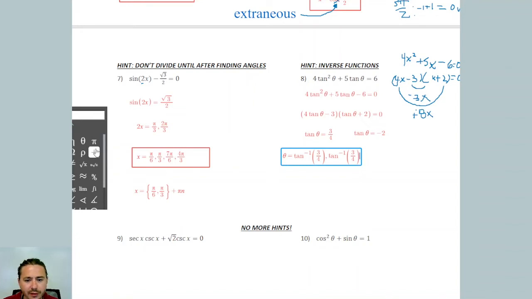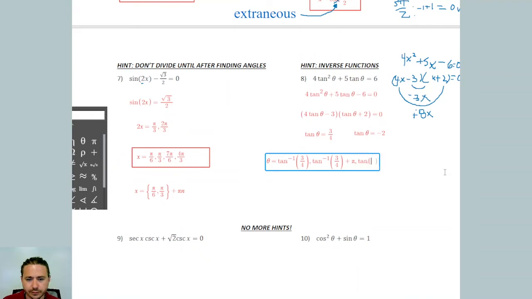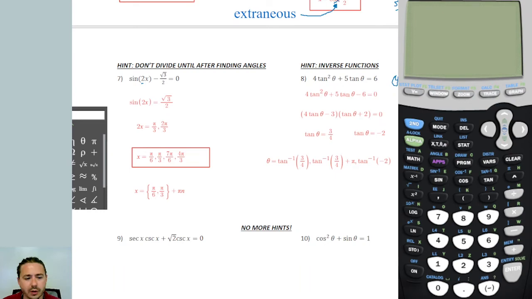Where's plus pi? There we go. Okay, and then for the second one, we're going to do basically the same thing here, where we have the inverse tangent of -2. Now let's be careful here, okay? Because I believe this is going to give me a negative. Let's throw this in the calculator, see what happens here. Okay, just make sure that we're getting the right ones.